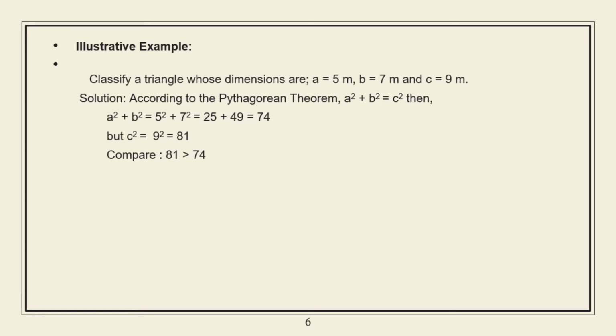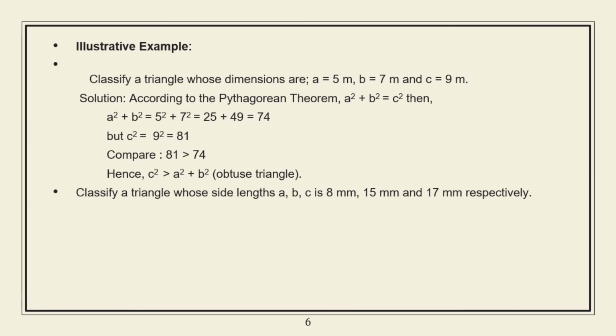So, what do you think? What kind of triangle is that? Okay. C squared, which is the square of the longest side, if that is greater than the sum of the squares of the other two sides, then your triangle is an obtuse triangle.